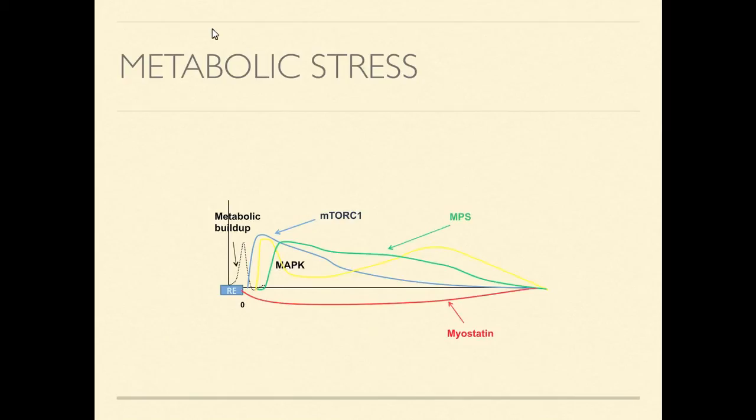We also know metabolic stress may lower myostatin, as indicated by blood flow restriction data, and that activates satellite cells.